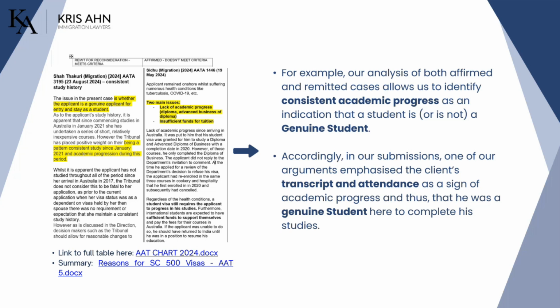Below is a link to the table here, which is the AAT chart. We will be updating it now and then. You can see the recent cases which we researched and found, which cases meet the criteria and which cases don't meet the criteria. And there's a summary of reasons for 500 visas, AAT documents. So it shows the list of negative factors and positive factors, which will help people to determine what to use in their student visa applications and what not to use.